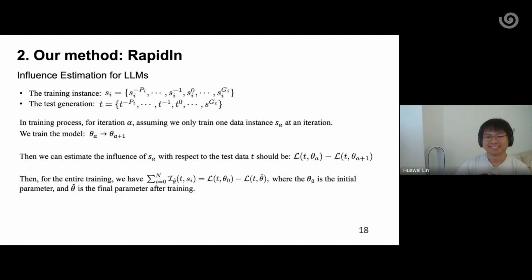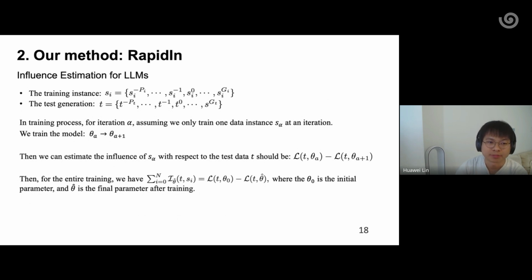Now we also have a text generation. We would like to estimate the influence of the entire data set on this text generation T. So T also consists of many tokens, from T minus p_T to x_gT. So now how can we estimate the influence score of every training data for T?